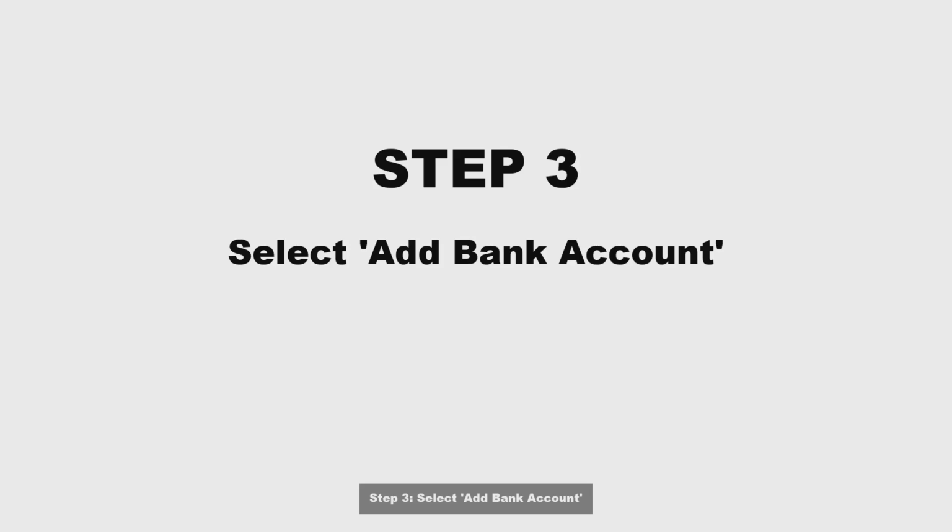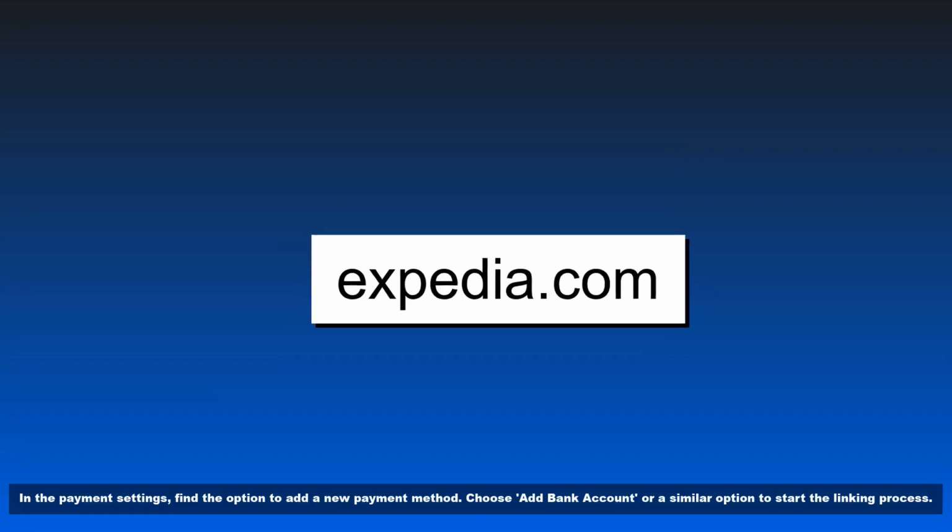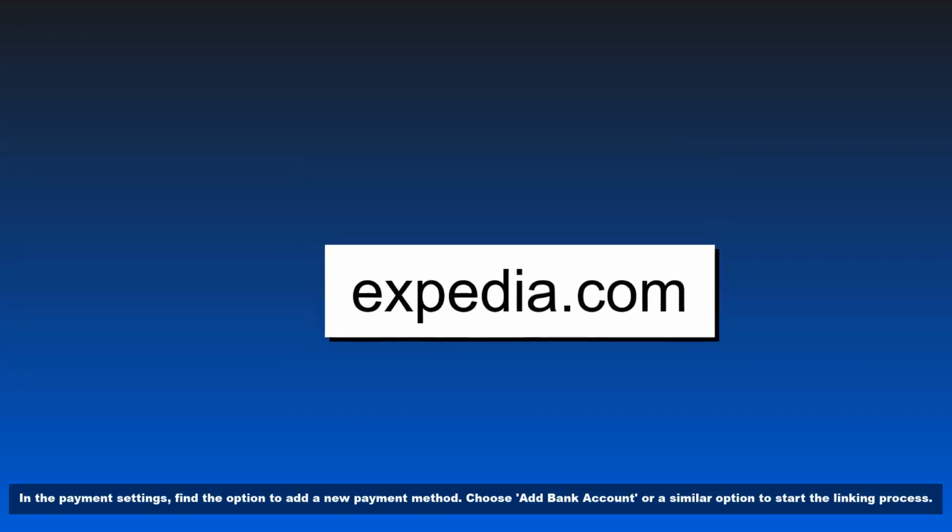Step 3. Select Add Bank Account. In the Payment Settings, find the option to add a new payment method. Choose Add Bank Account or a similar option to start the linking process.